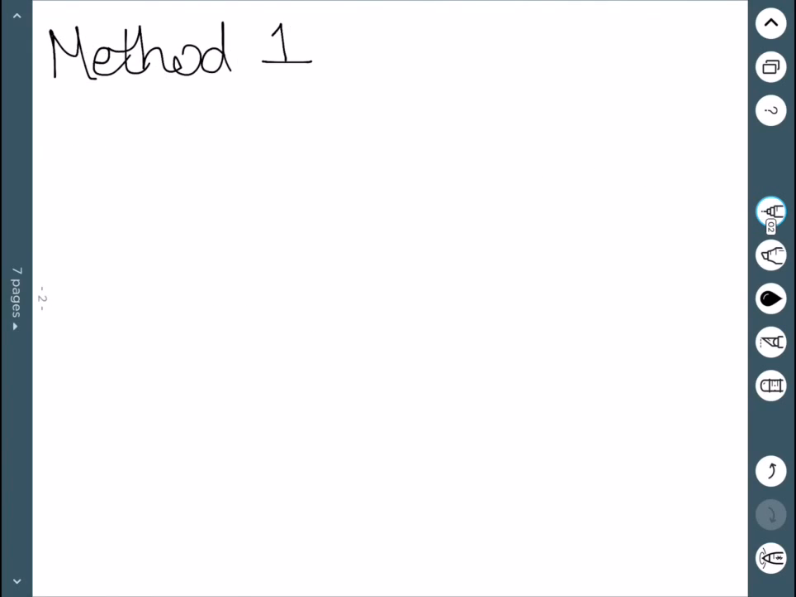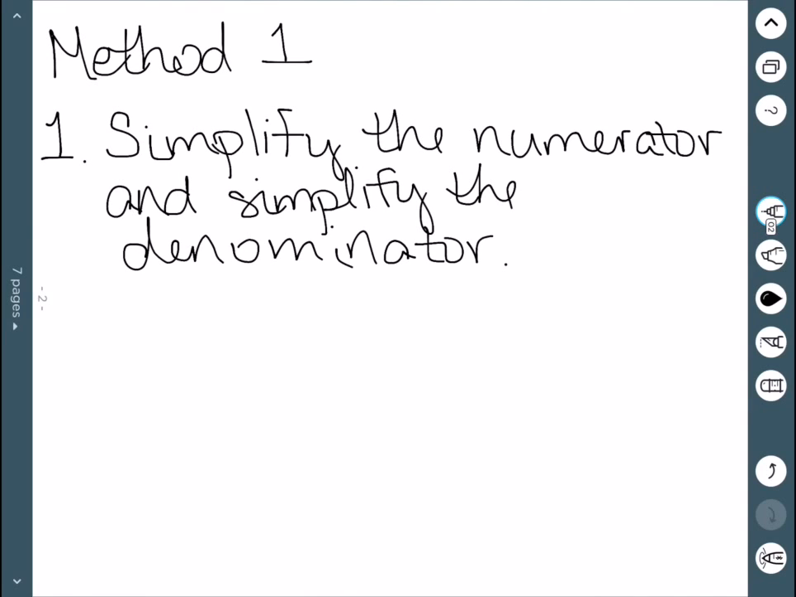We're going to have two methods to solve these, and ultimately which one you use is completely up to you. So we'll start with what we're going to call method 1. The first step in this method will be to simplify the numerator and simplify the denominator. So we'll take this piece by piece. We'll start with looking at just the numerator, simplify it down to get a single fraction, and then do the same thing with the denominator. After that, we just need to divide the two fractions.